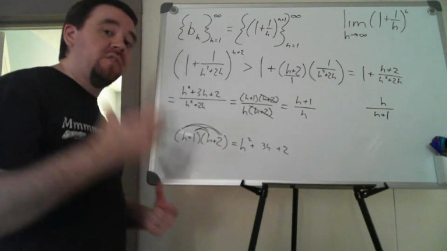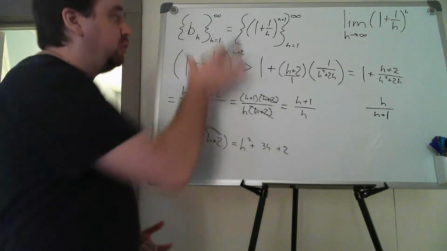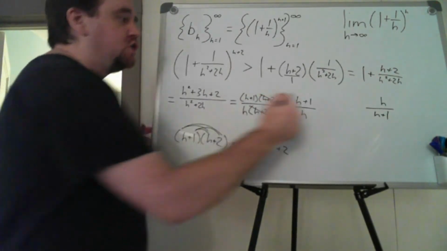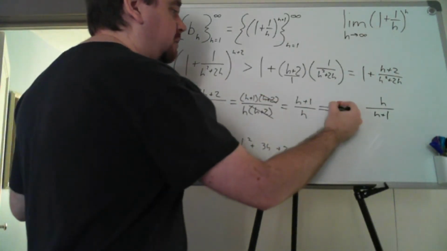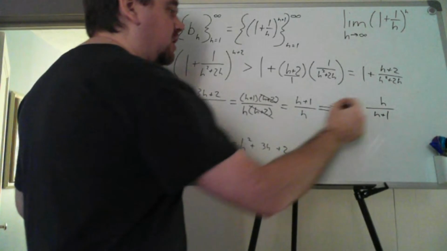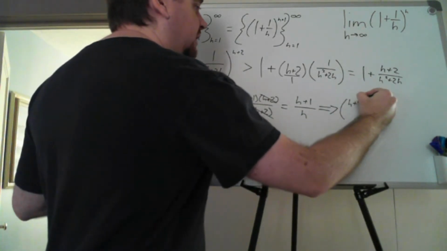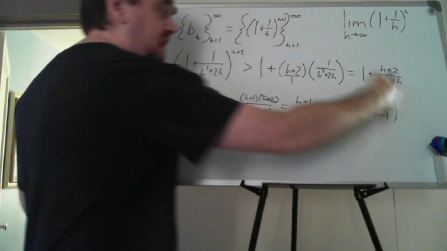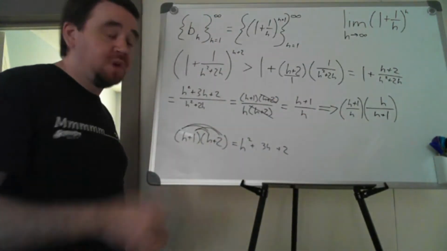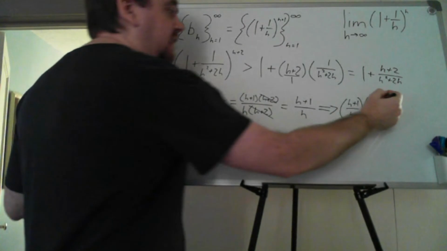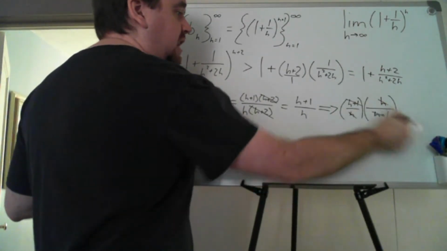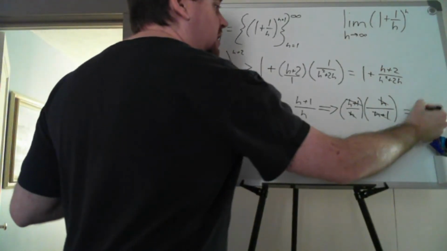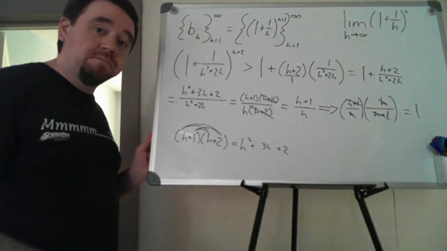But then I remember there's more to this problem. This was pulled away from something else, so I need to reintroduce that something else back into this. And so it's what I just left off with, h plus 1 over h, times, this was the something else, h over h plus 1. Now what happens? h and h plus 1 all cancel out, leaving me with 1.